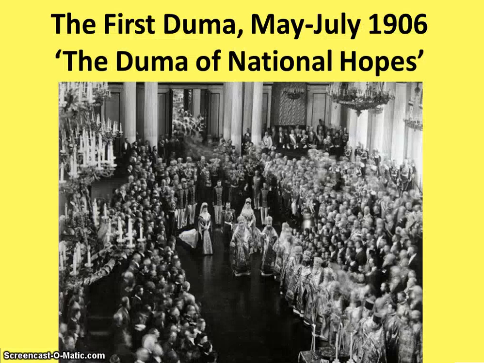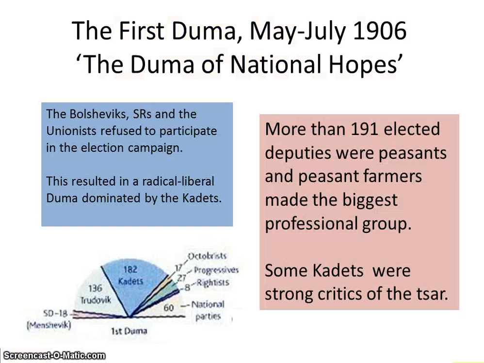Okay. So the first Duma is opened in very opulent circumstances, as you can see from the image on the screen, and that was opened on the 1st of May 1906 in Tauride Palace, St. Petersburg. Clearly the Tsar and his wife in attendance there. It was known and called the Duma of National Hopes because, as we can remember from the October Manifesto, there was a lot of hope riding on this Duma experiment.